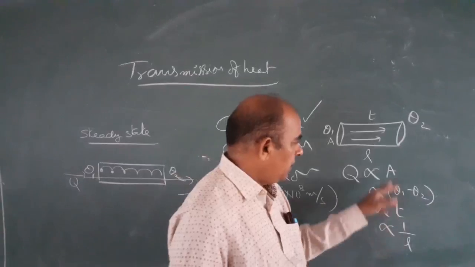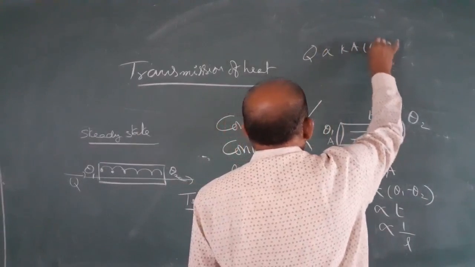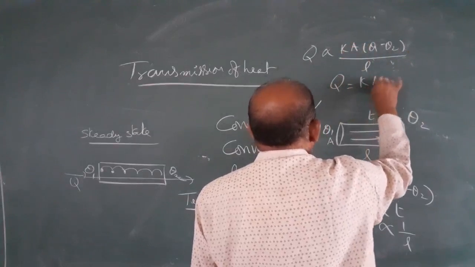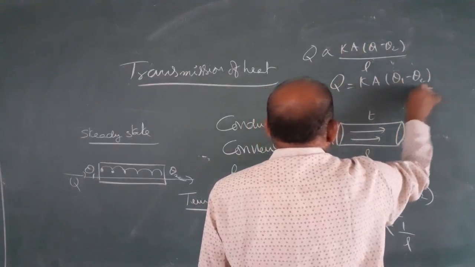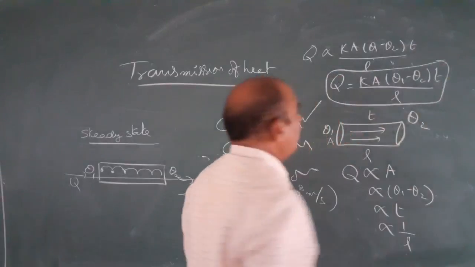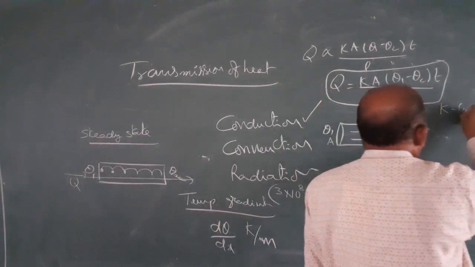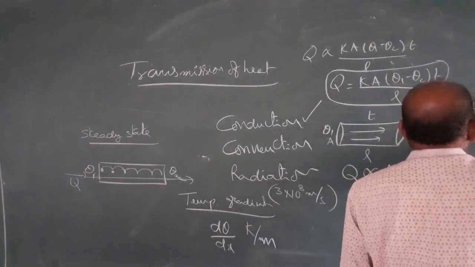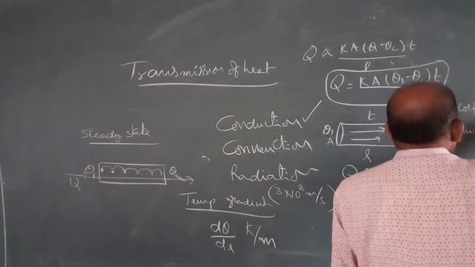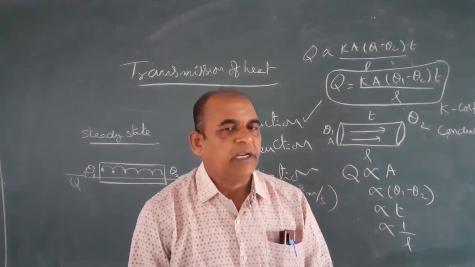Therefore, by taking all these points, heat transferred is proportional to KA (theta 1 minus theta 2) by L. Therefore, Q is equal to KA (theta 1 minus theta 2) into t by L. This is the formula for transfer of heat through a conductor, where K is known as the coefficient of thermal conductivity, the proportionality constant that depends on the nature of the material.